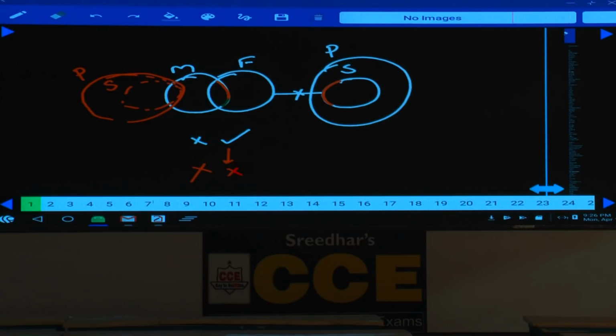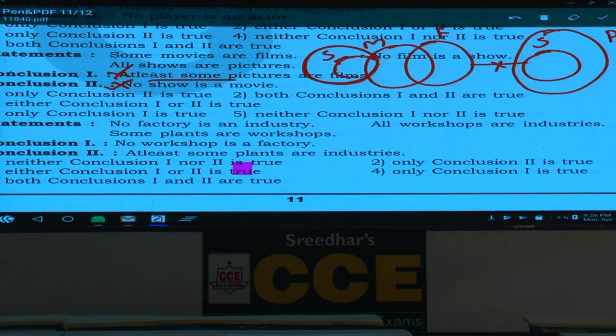Now if the statement is given like this, some pictures are movies, then it will be either or. Done with this? So what is your answer here? Neither one nor two follows, that is choice 5. Question 90, choice 5. Then question number 91.